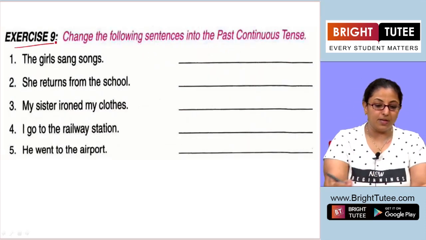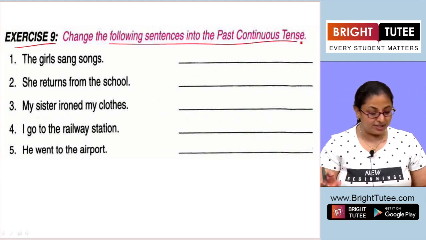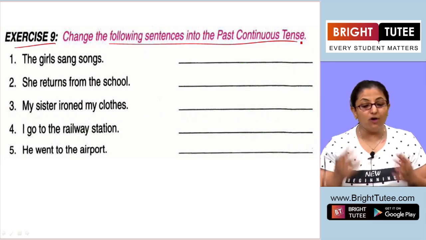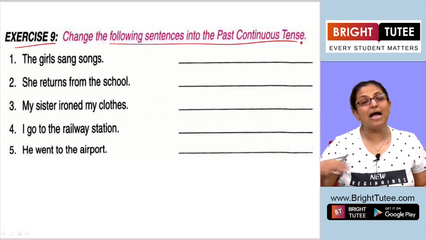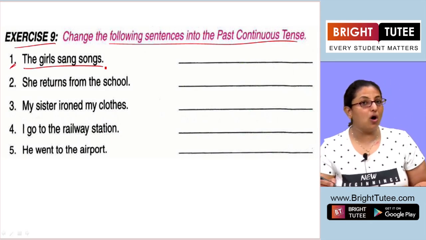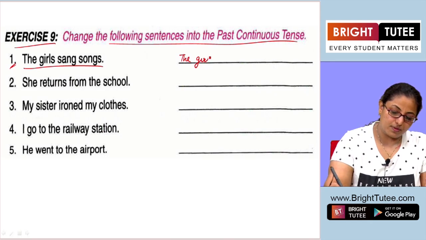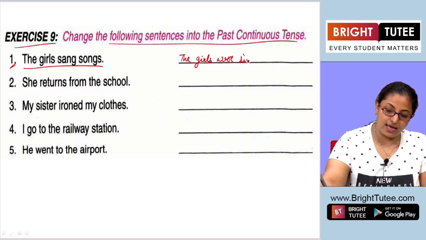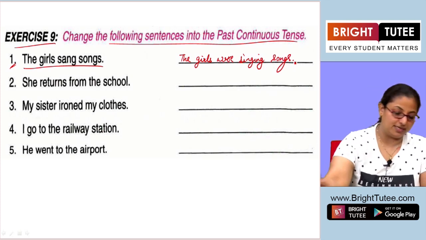Exercise number 9. Change the following sentences into past continuous. We just did present continuous. Now we have to do past continuous. The action has happened or action was happening in the past. So the first is, the girls sang songs. The girls were singing songs. Right? The action was happening in the past.